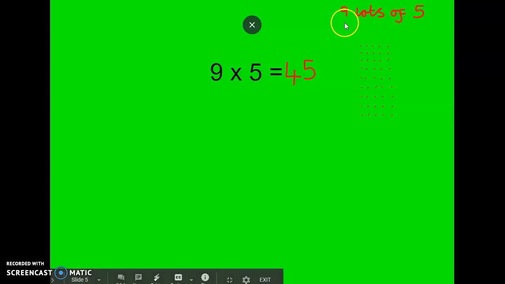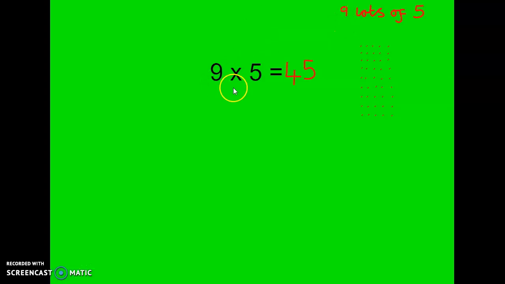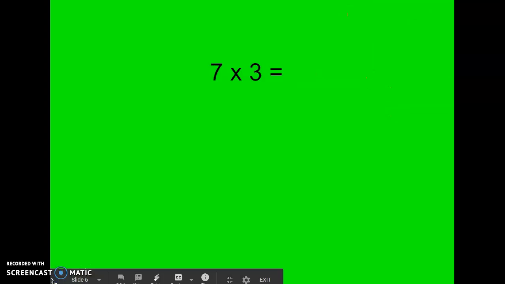I know that this calculation means 9 lots of 5. Remember, this times sign, this multiplication sign can mean groups of or lots of. It can be multiplied by, it can mean times. It means lots of things. So can you see here? It's very small, so I hope you can see it. There are 9 lots of 5. There's a 5, so I've got 1, 2, 3, 4, 5, 6, 7, 8, 9. 9 lots of 5. And when I count in 5s, 5, 10, 15, 20, 25, 30, 35, 40, 45. My total is 45, okay? Is that what you got? I'm sure you did.